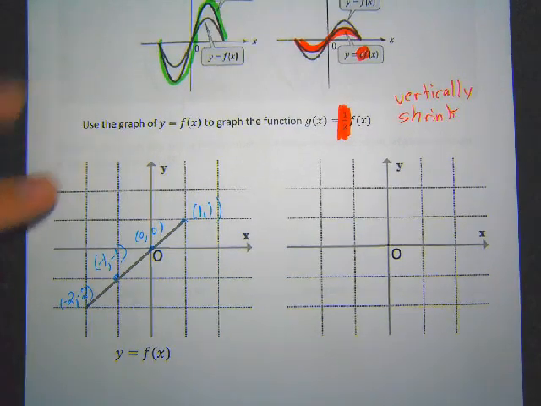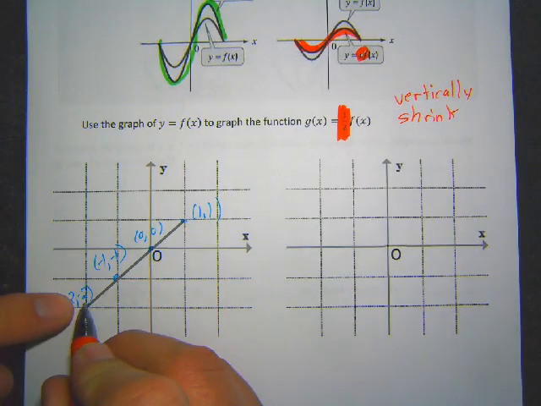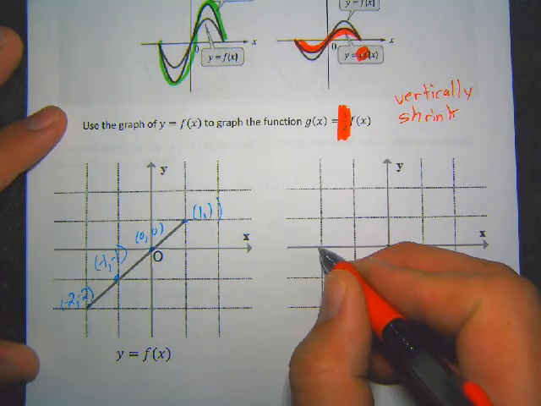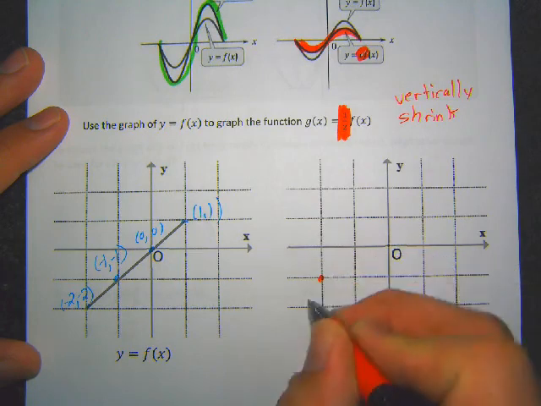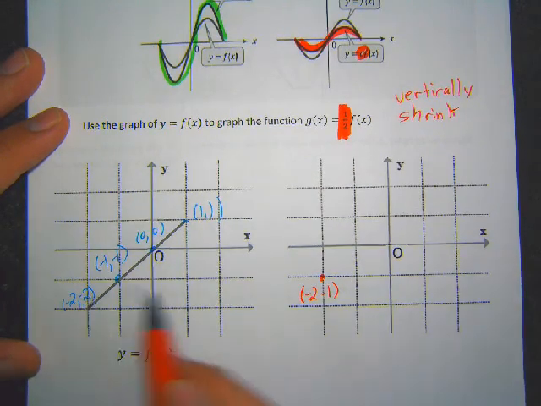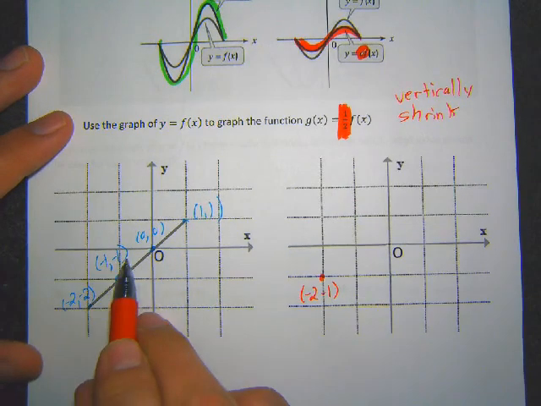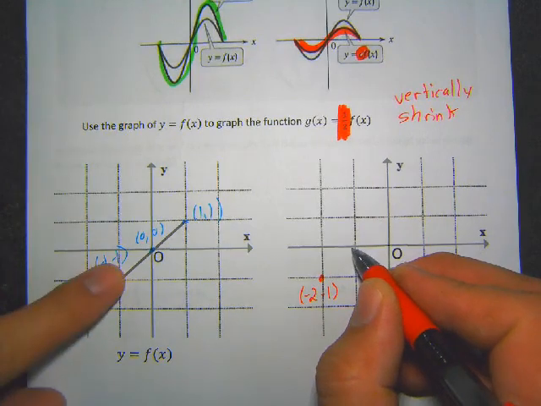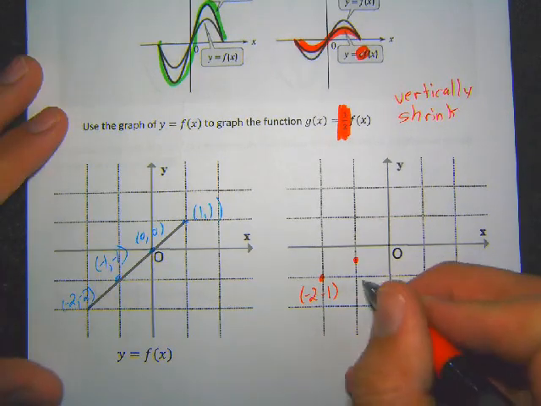So to shrink this first number, that -2 is going to become -1, because 1/2 of 2 is 1. So I'm going to go 2 to the left, but I'm only going to go 1 down. So that point goes to (-2, -1). So it's half as big. It's not as far down. Next point, (-1, -1). Well, I'm going to go 1 to the left, but I'm only going to go half as far. So 1/2 of 1 is 1/2. So that point becomes (-1, -1/2).